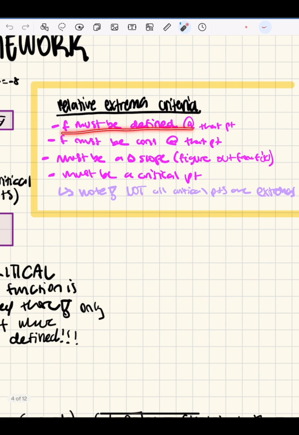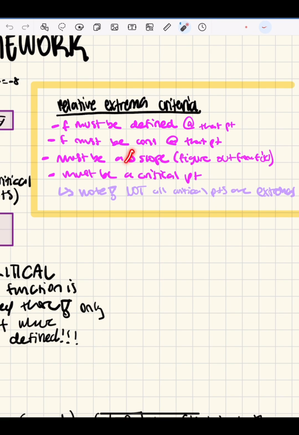So the function must be defined, as we talked about. It also must be continuous, as we talked about. This means that even if it's defined, it can't all of a sudden jump up here, you see? Because then it's not a relative, even if it looked better than that, even if it was like that, it doesn't matter, it doesn't count, because it is not continuous at that point. So a jump discontinuity or something like that would do that.